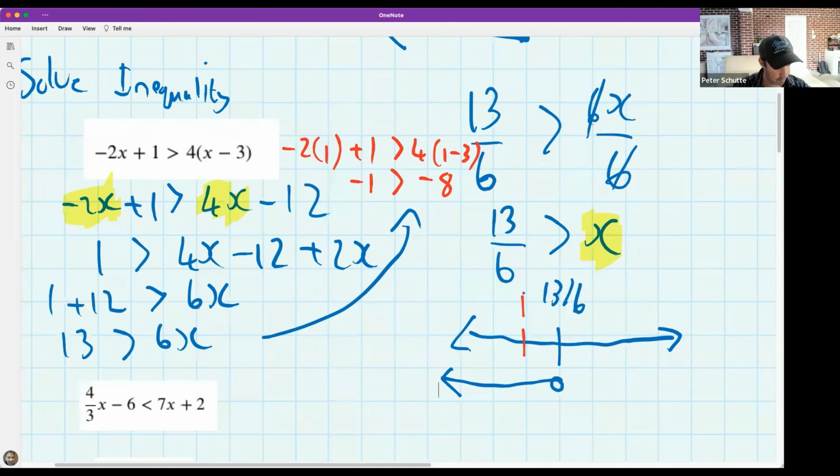Sorry, so the kids are getting a bit confused. A lot of them are fine with getting 13 over 6.